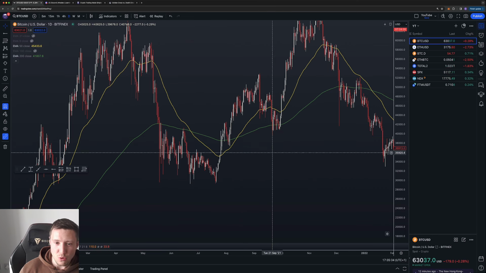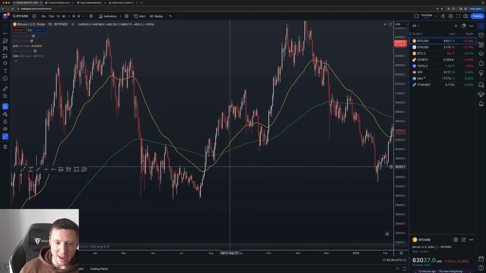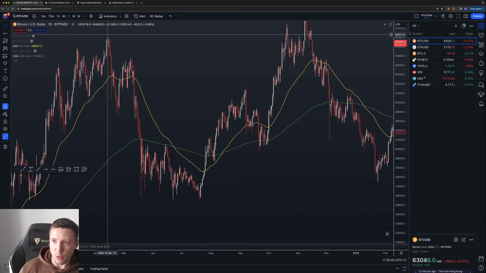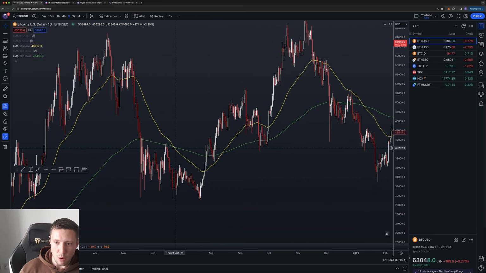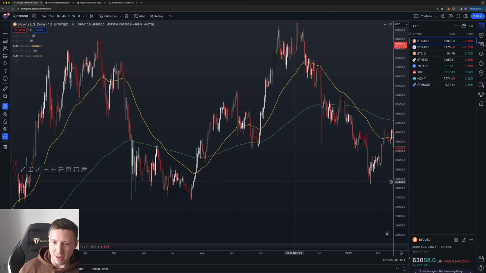So that's a huge difference in terms of when you'd have got out and when you'd have got back, and you'd have missed out on a huge amount of gains, lost a lot of profits from holding from 64k all the way down to 30k, and then getting in way too late back at 47 instead of just staying in. So the golden cross and the death cross, better for investing, but even then still very, very lagging.